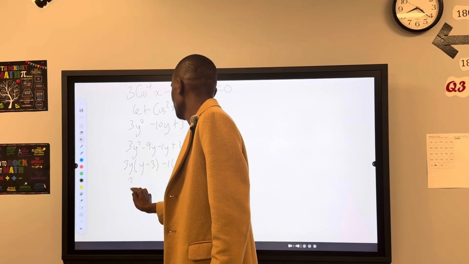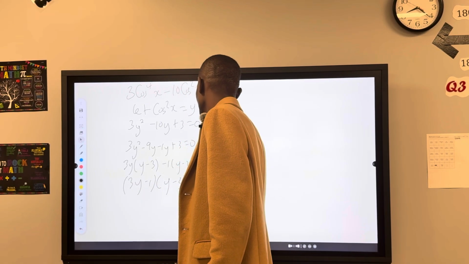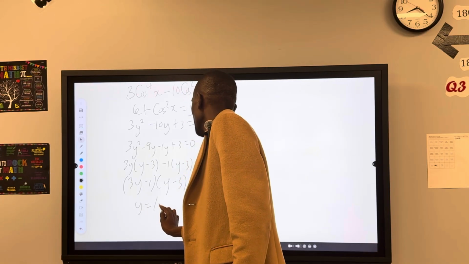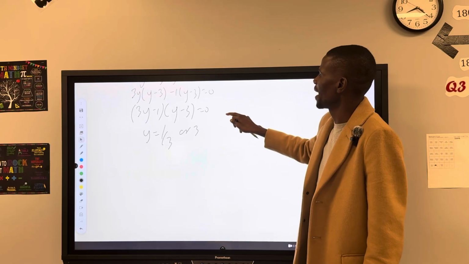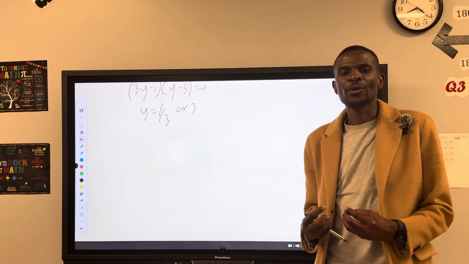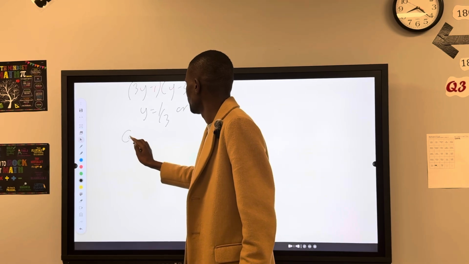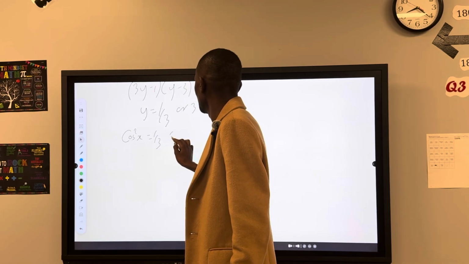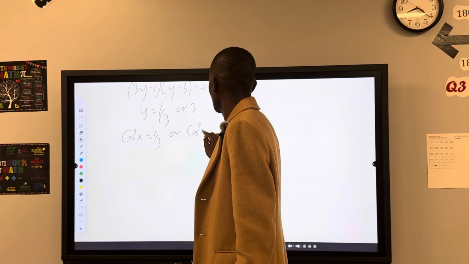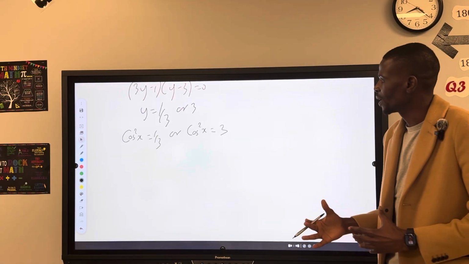So we have (3y minus 1)(y minus 3). And when we solve, y is going to be a third or 3. But remember, guys, we are not yet done. It's an equation in cosine. So we need to rewrite this as cos squared x is equal to a third, or cos squared x equal to 3. Okay, so now we want to take square roots from both sides.